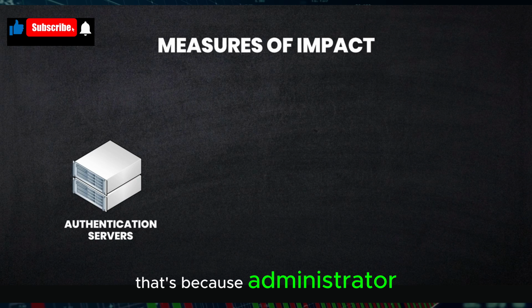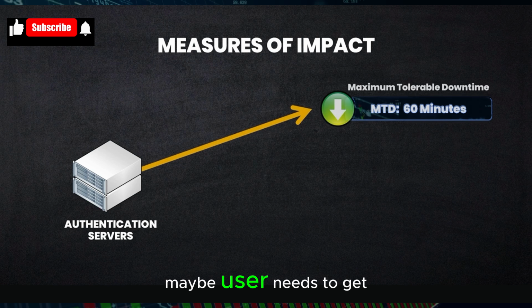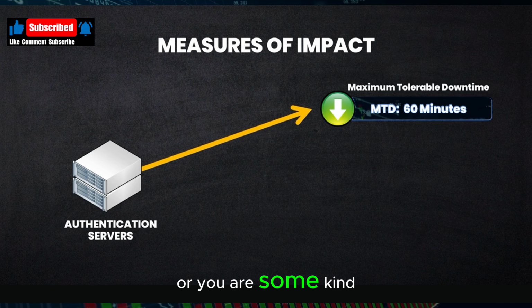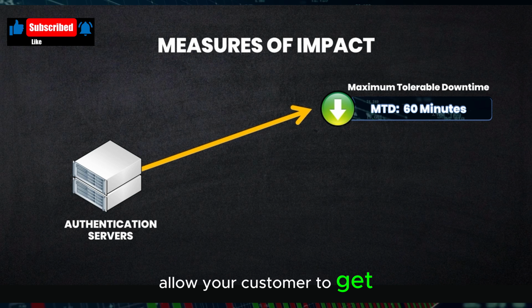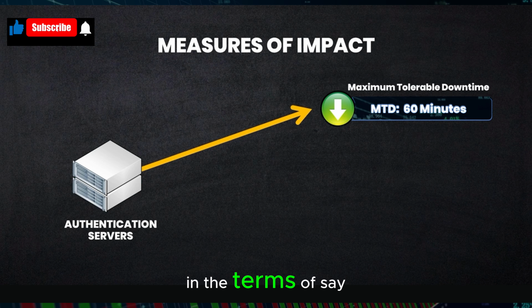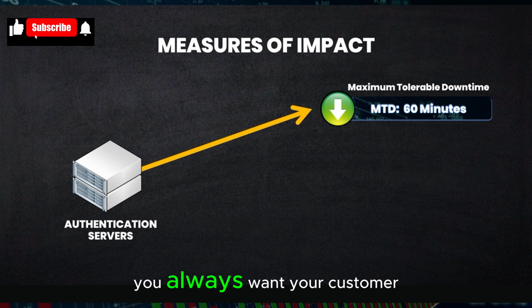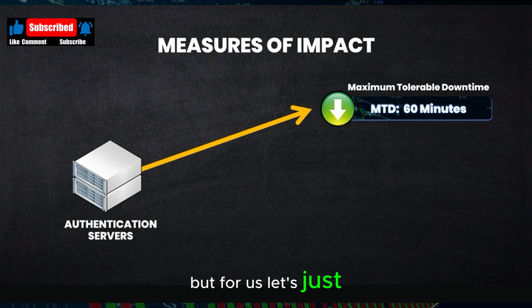That's because administrators need to get into the system, developers need to get into the system, maybe users need to get into the system, maybe your Shopify website or some kind of e-commerce website. Authentication is what allows your customer to get access to their account and purchase things from you, right? So how long can you go before you start seeing an impact to your business? In terms of, say, an Amazon or eBay or Overstock.com, it's 0, right? You always want your customer to be able to log in, but for us, let's just say it's 60 minutes.